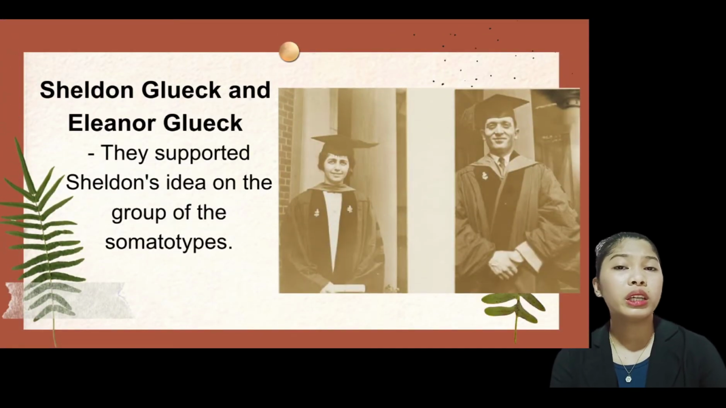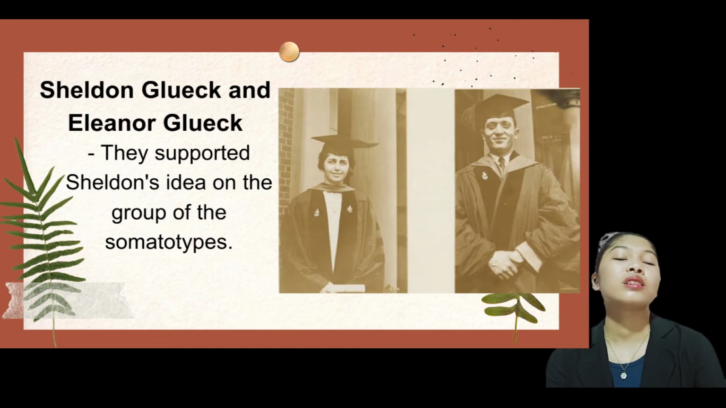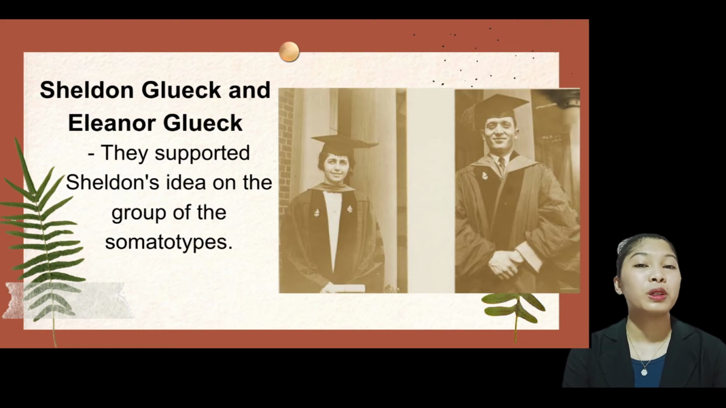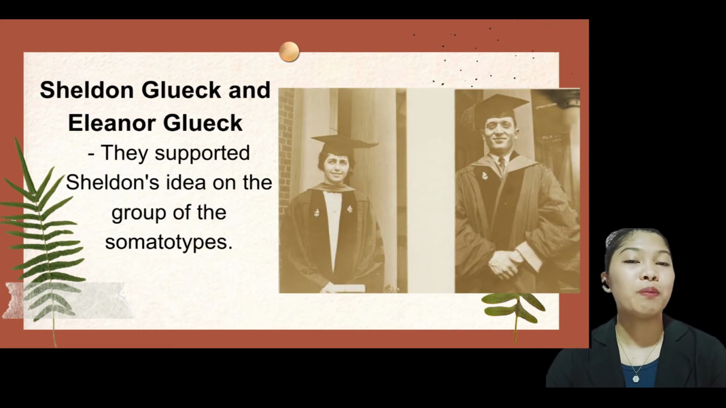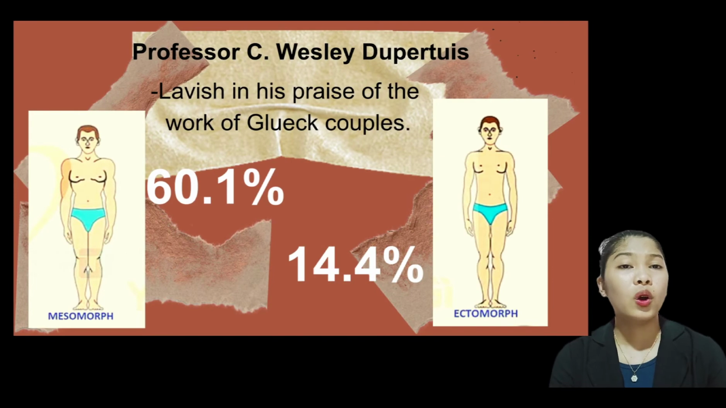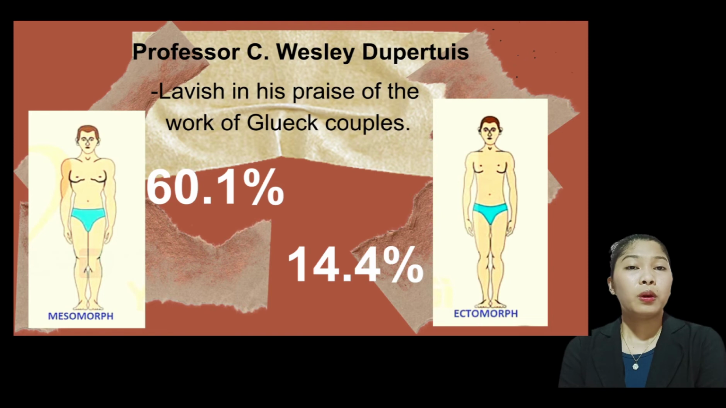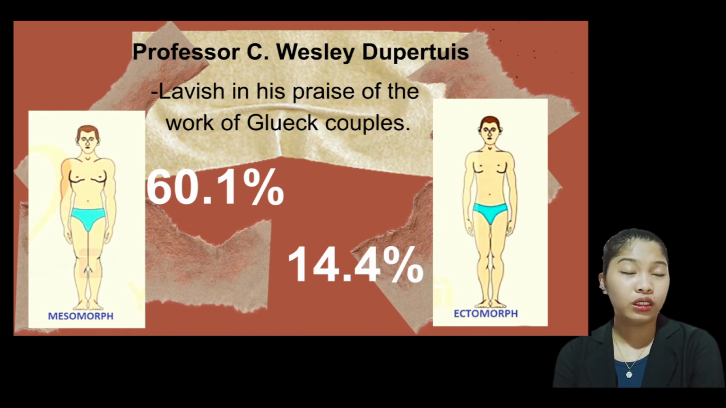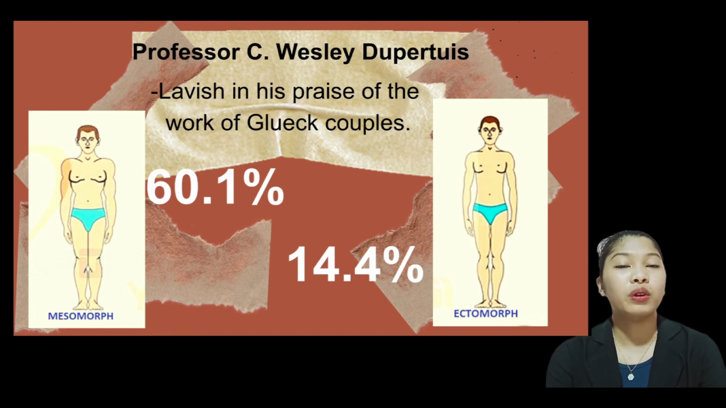Next, Sheldon Glueck and Eleanor T. Glueck supported Sheldon's idea in their article, Unraveling Juvenile Delinquency. This article seems to be the greatest improvement, or the basic improvement, of both Kretschmer's and Sheldon's categorization of body physique. On the other hand, Professor Lucy Weasley de Pertus, a distinguished authority in the field who was a trained anthropologist, is lavish in his praise of the work of the Gluecks.